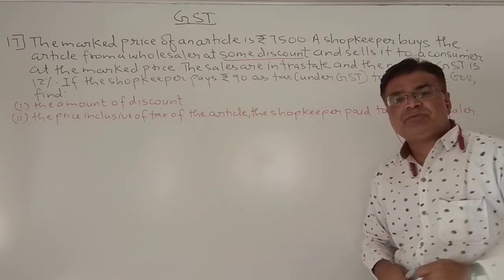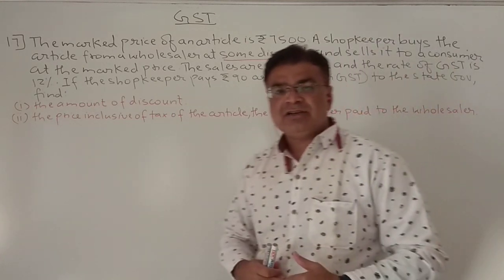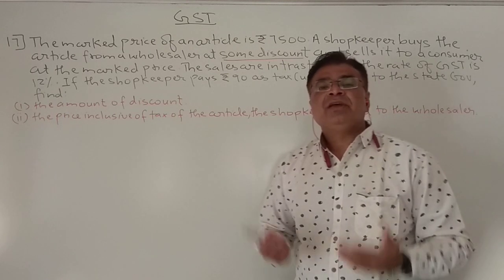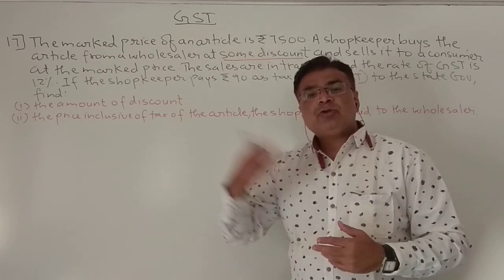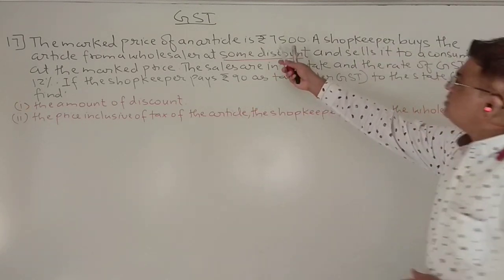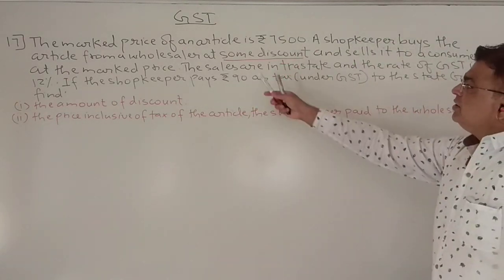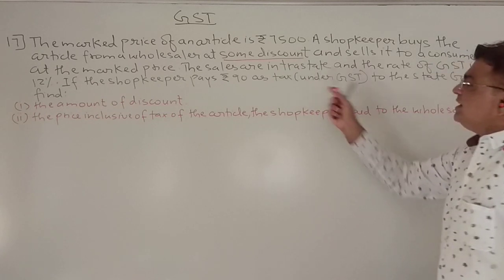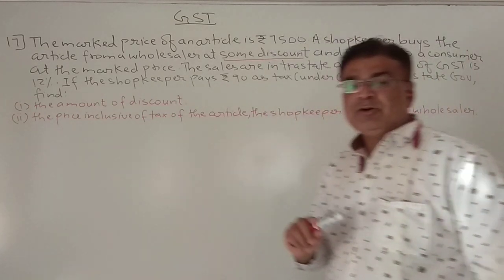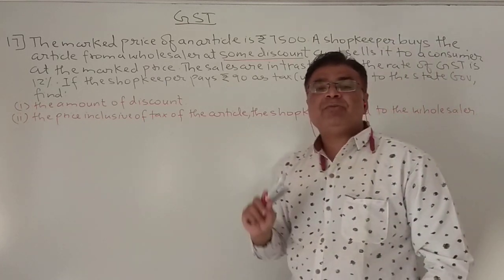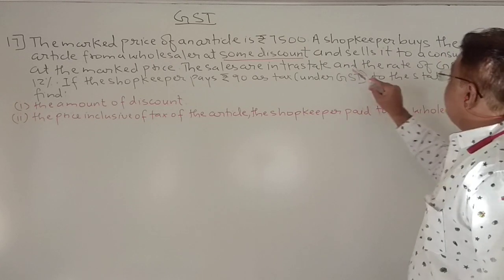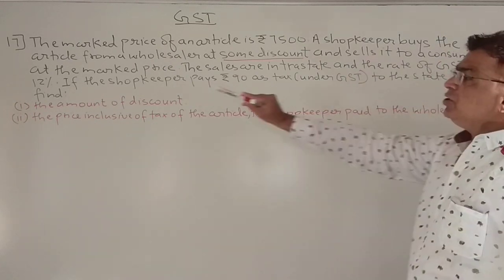Now the shopkeeper is purchasing the article from the wholesaler at some discount. What is the discount? That we will have to find. And then the shopkeeper is selling to the consumer at which price? At the mark price. What is the mark price given to us? 7,500. And here it is given the sales are intrastate, not interstate. I hope by this time you must be very clear about intrastate and interstate. The sales are intrastate and the rate of GST is 12%.